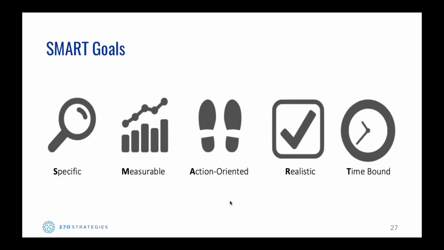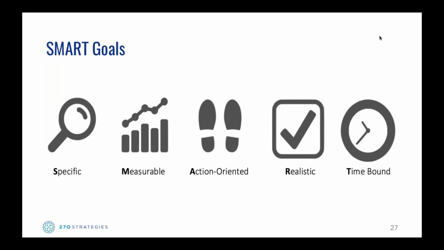And then you have your goal. Your goal is how you know that you're going to meet success or failure when it comes to your mission. You want to ask yourself, what do you need to do by when to achieve your mission? Another way to think about your goals is that your goal should be SMART. SMART is an acronym for specific, measurable, action-oriented, realistic, and time-bound.